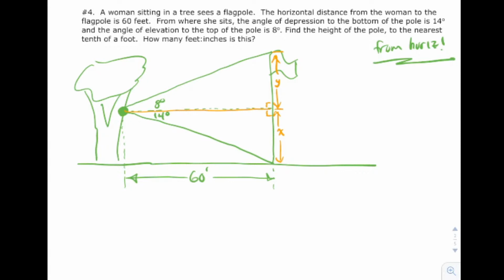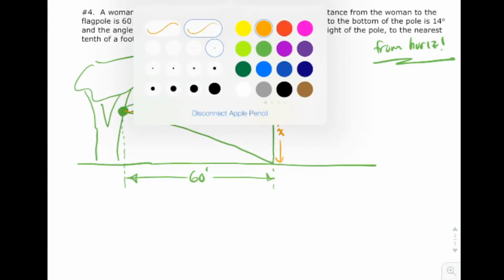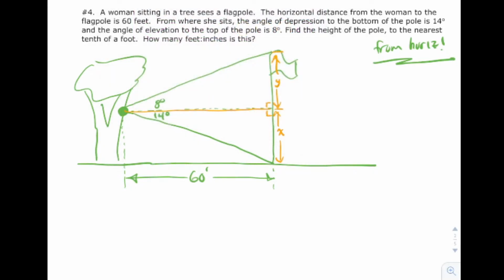SOHCAHTOA twice. So let's get a good color. That's not that good of a color. Let's get this color. Okay.